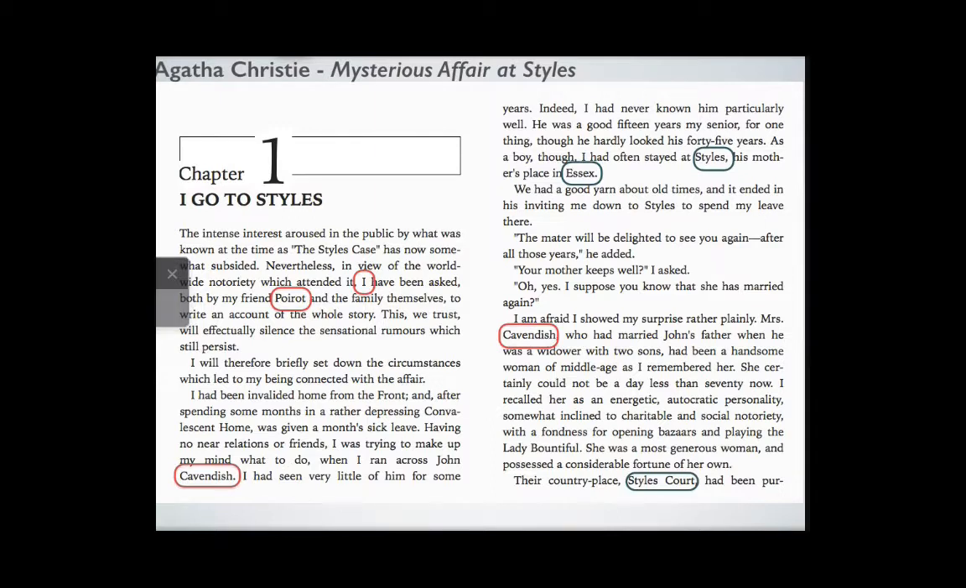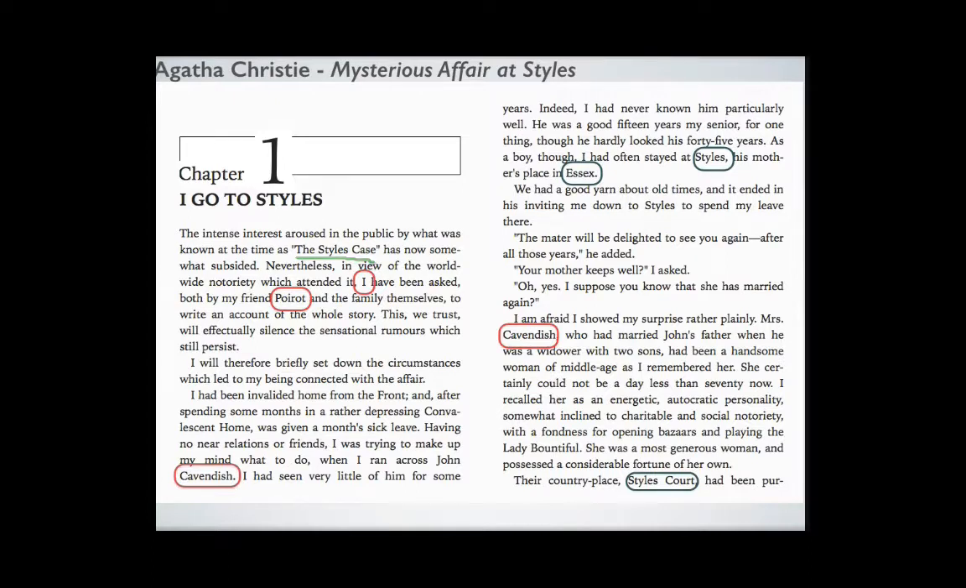Let me show you what you should be asking yourself. Remember, one of the goals of a close reading is to question your reactions to the text. So if I go through and I'm reading this first paragraph, we have "intense interest aroused in public by what was known at the time as the Styles case, has now somewhat subsided. Nevertheless, in view of the worldwide notoriety which attended it, I have been asked both by my friend Poirot and the family themselves to write an account of the whole story."